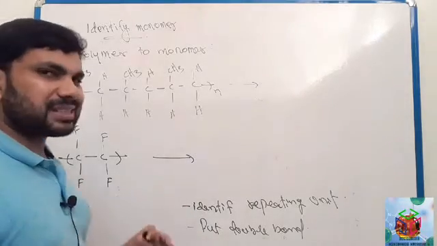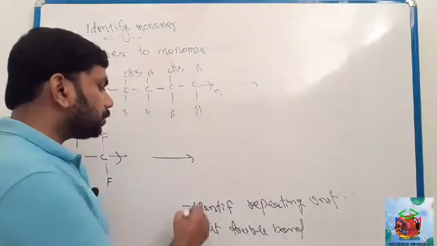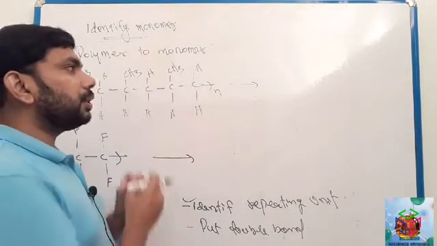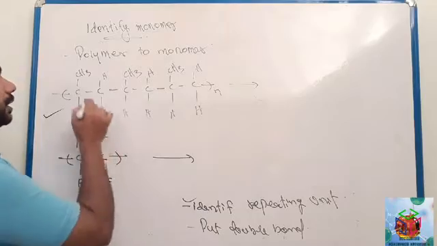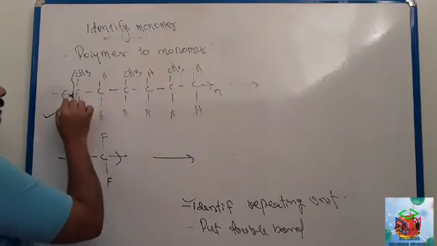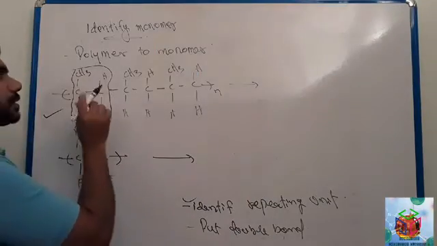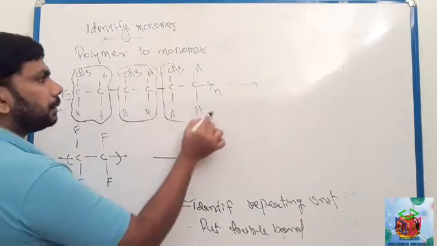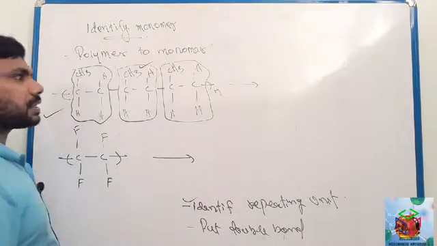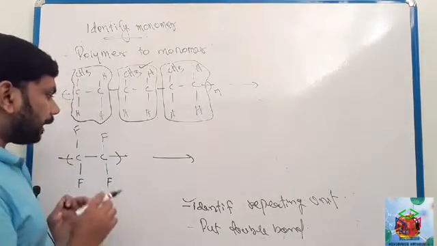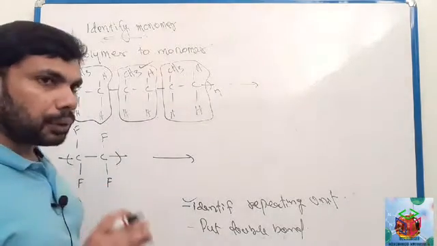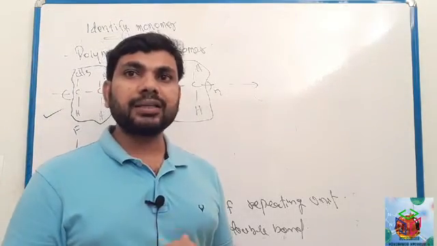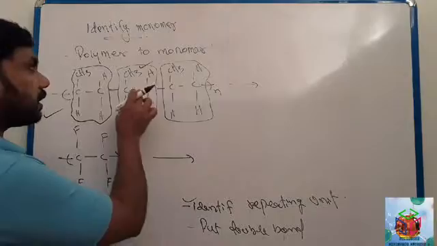So there are different steps to find its monomer. First, you have to identify the repeating unit. You have to find the repeating unit. So which one is the repeating unit here? CH3. Look here. When you observe this carefully, you can see this type of unit repeating many times. So this is the repeating unit. So if you have one polymer, you have to find its repeating unit.